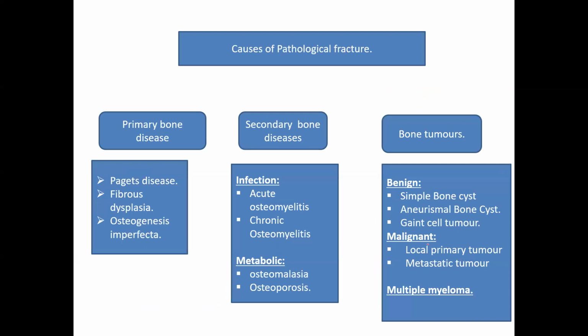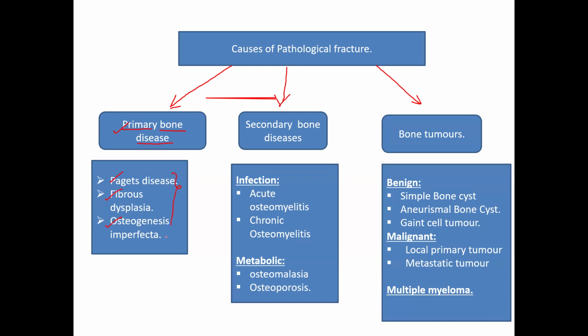So how will you classify? To make it easy for you to remember the causes of pathological fracture, I simplified the classification. It is due to primary bone lesions, or secondary bone lesions inside the bone, or secondary to bone tumors. So what are the primary bone diseases? These are diseases which are either inherited or are part of the bone. Examples are Paget disease, fibrous dysplasia, and osteogenesis imperfecta.